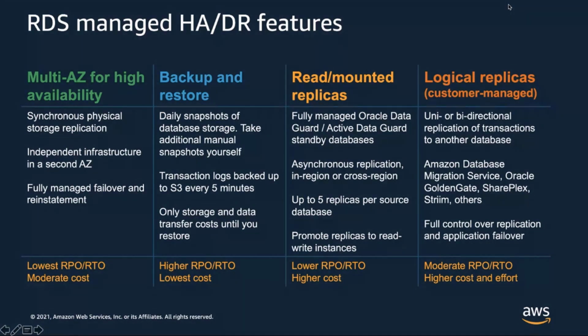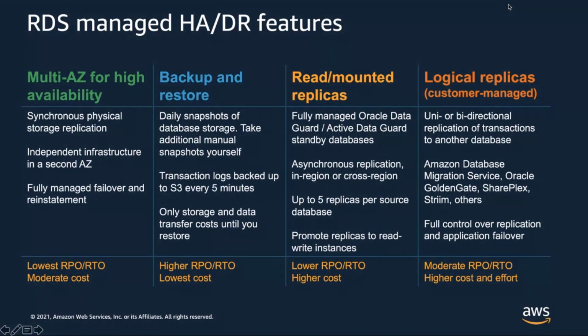You can have up to 5 total replicas per source database, and they could be a combination of read and mounted replicas or in-region or cross-region replicas. And in terms of DR, you can promote a replica to become a read-write instance, or in Oracle terms, activating a standby database.